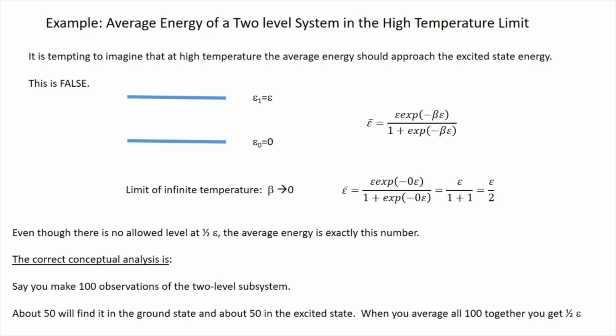Infinite temperature means all states are equally likely. You will be found with the same probability in the ground state as you will in the excited state in the limit of infinite temperature. So it's important to pay attention to that.